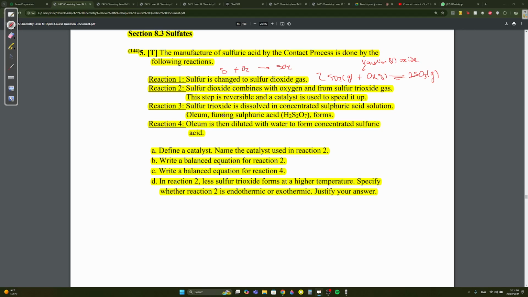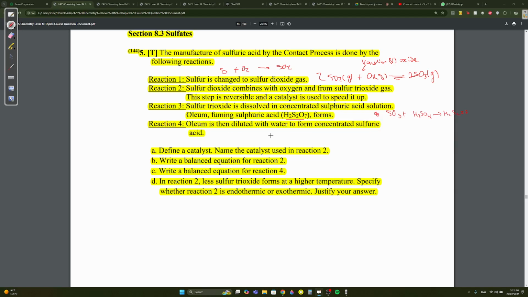Sulfur trioxide is dissolved in concentrated sulfuric acid solution, forming oleum, a fuming sulfuric acid, H2S2O7. We dissolve this: you take SO3 plus H2SO4 to get H2S2O7. This is the whole contact process. I'm just repeating it so you guys can be reminded.